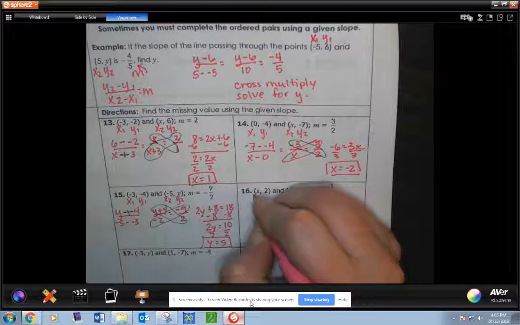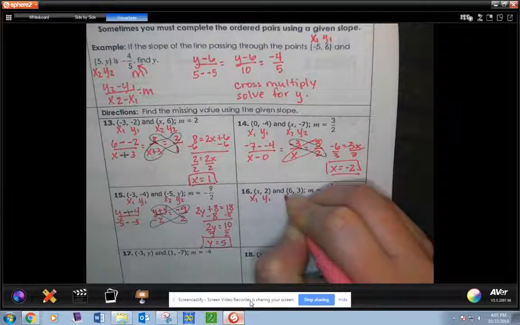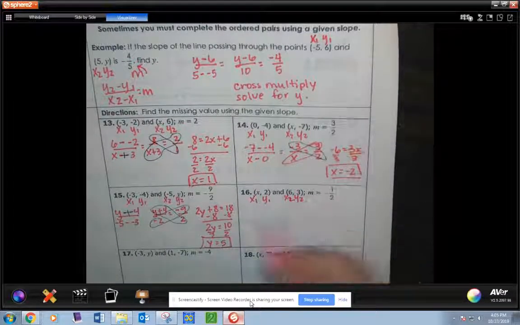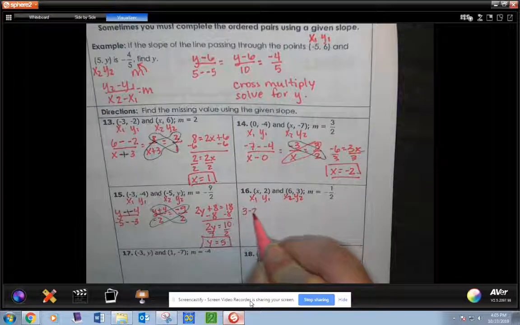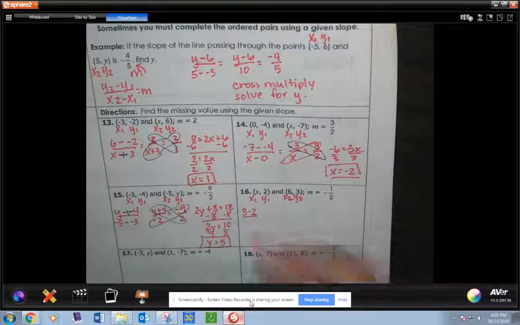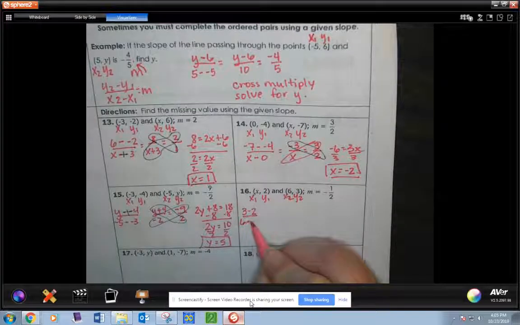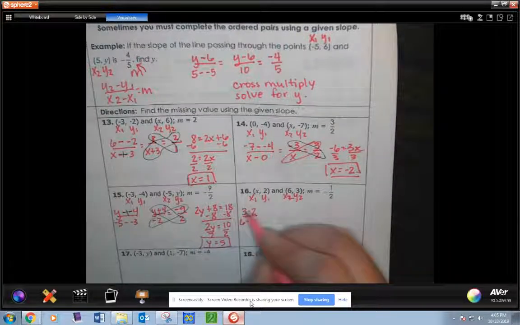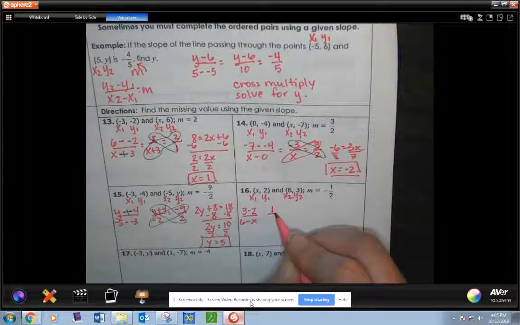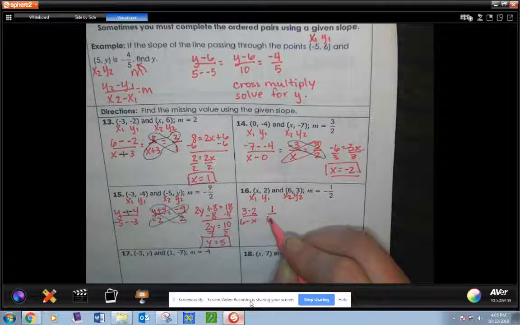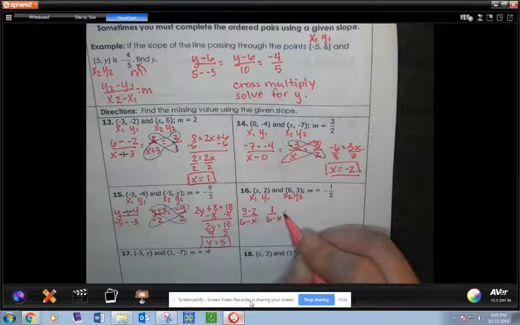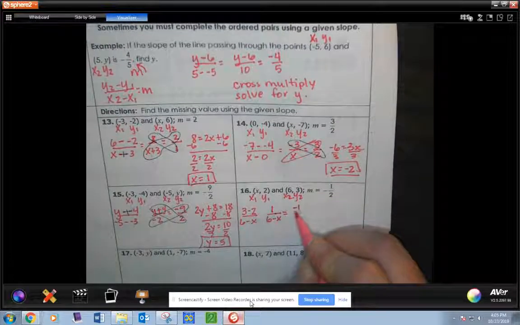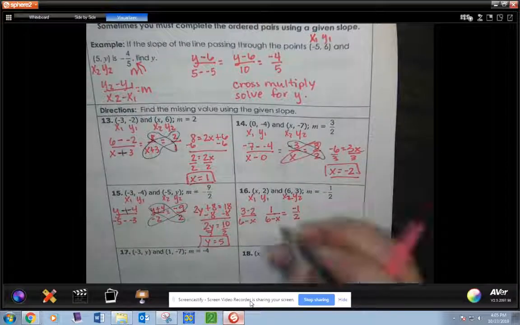Moving to 16, this is my x1 and my y1, x2 and y2. So we're going to do 3 minus 2 over 6 minus x. Okay, I'm going to simplify what I can. 3 minus 2 is 1. I can't do anything on this piece with the x, so I keep 6 minus x. I set it equal to my m, which is negative 1 over 2. And now I cross multiply.